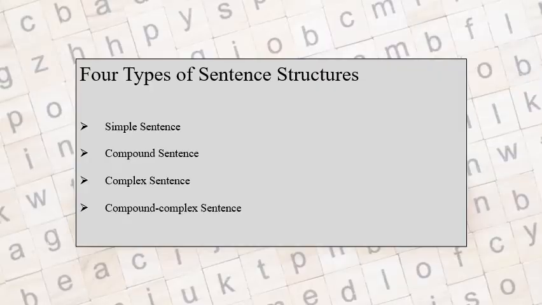Now there are four types of sentence structures in the English language. One is the simple sentence, the second is the compound sentence, then the complex sentence, and the compound-complex sentence. These are the four types of sentence structures in the English language.